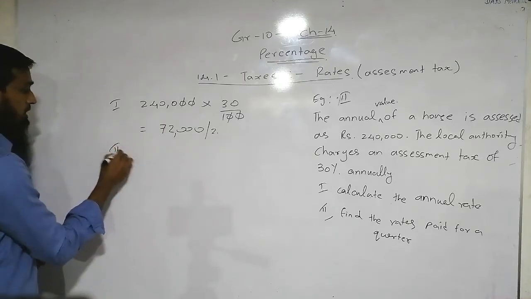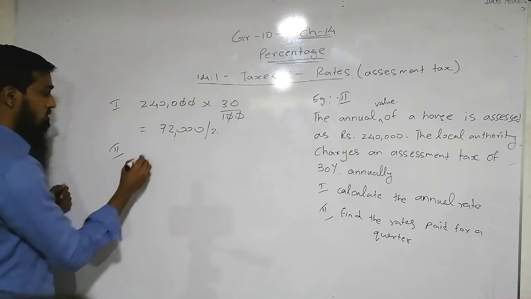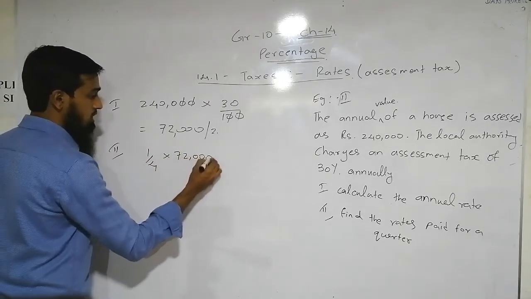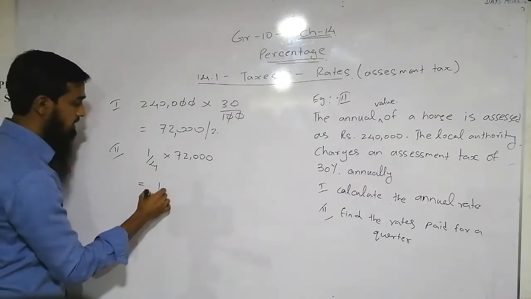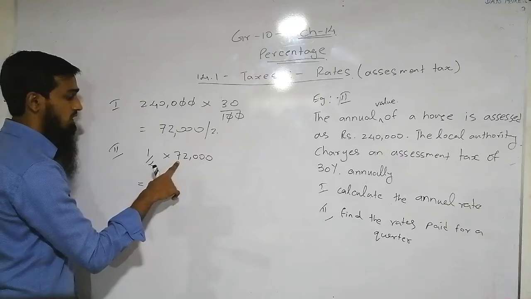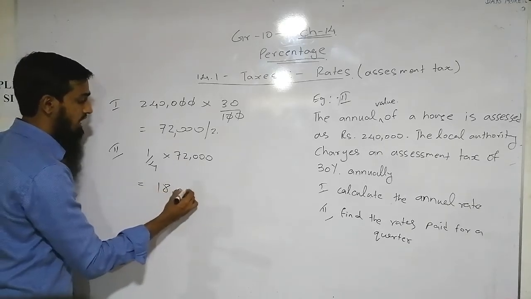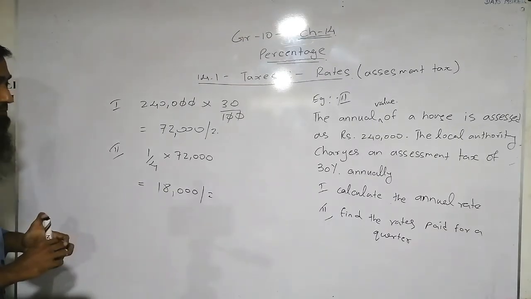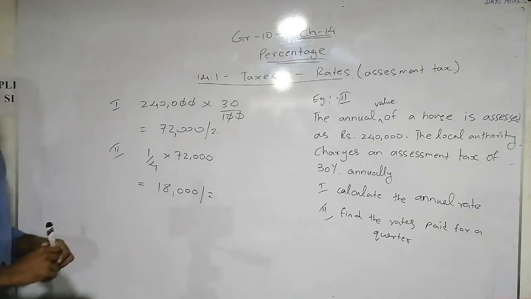So the second part they are asking: find the rates paid for a quarter. So a quarter is 1/4 of the 72,000, or you have to divide the 72,000 by 4. So 7 one time, 3 remaining, 32, 8 times. So 18,000 rupees is the quarterly payment of rates paid for that house.